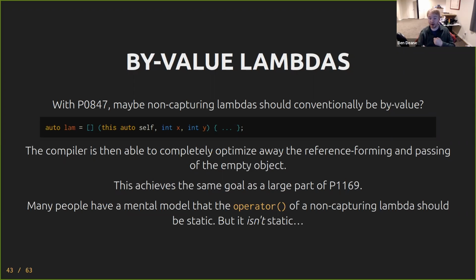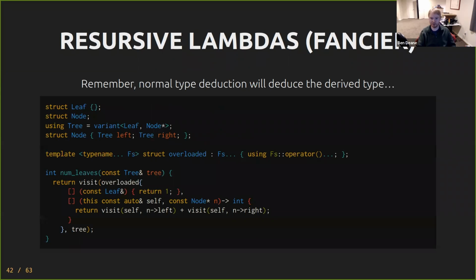And for the longest time, I actually had the mental model that the operator paren of a non-capturing lambda was static, but it isn't. It definitely is not in C++ today. All right, comments in the chat. This is something we really can't do today. Yes, this is something we cannot do today, for sure. And it's pretty cool.